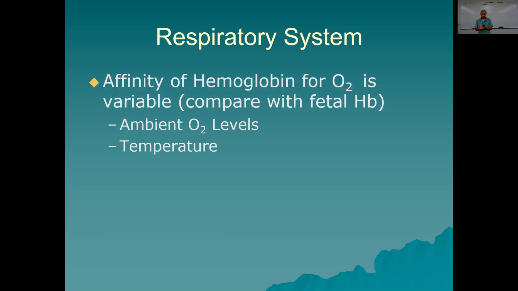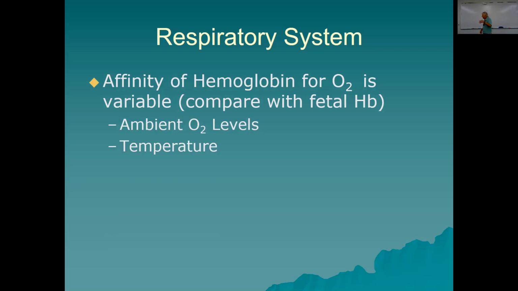The fetus has to take oxygen away from mom's hemoglobin, right? So that's what it has to do. So it has to have a greater affinity for oxygen, a stronger bond to oxygen than adult hemoglobin. Otherwise, the fetus would not be able to pull oxygen off of mom's hemoglobin. Then when you're born, you switch over to adult hemoglobin.